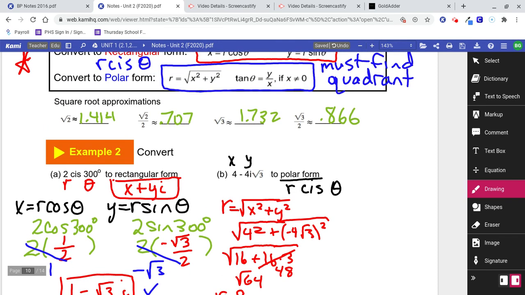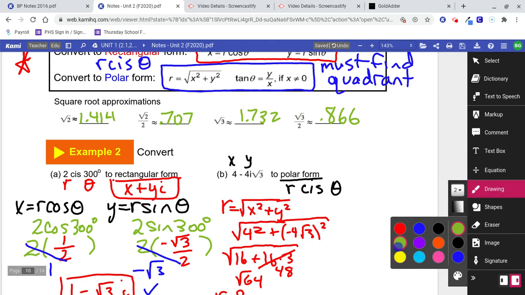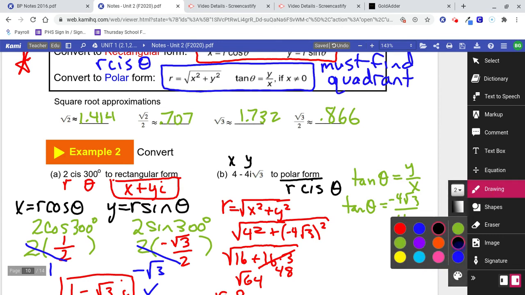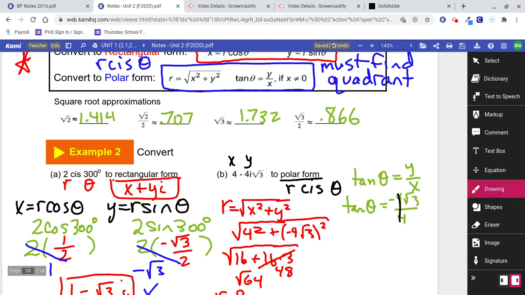Now, I need theta, and I've got a different formula for that. Tangent theta equals y over x. And y was negative 4 square root of 3, and x was 4. Tangent theta equals negative 4 square root of 3 over 4. You can cancel the 4's if you'd like. It might be a little easier on the eyes: tangent theta equals negative square root of 3. Now, we are solving an equation. This is an equation, and we want to solve it.